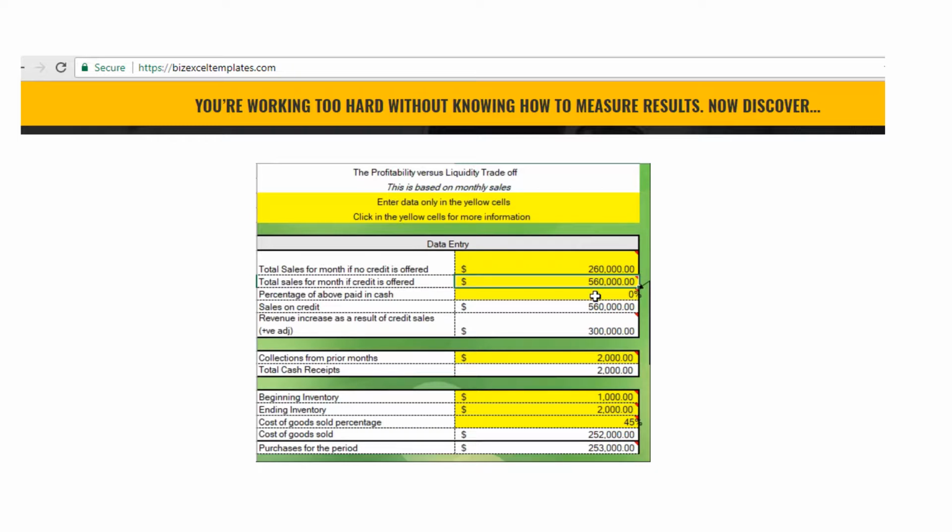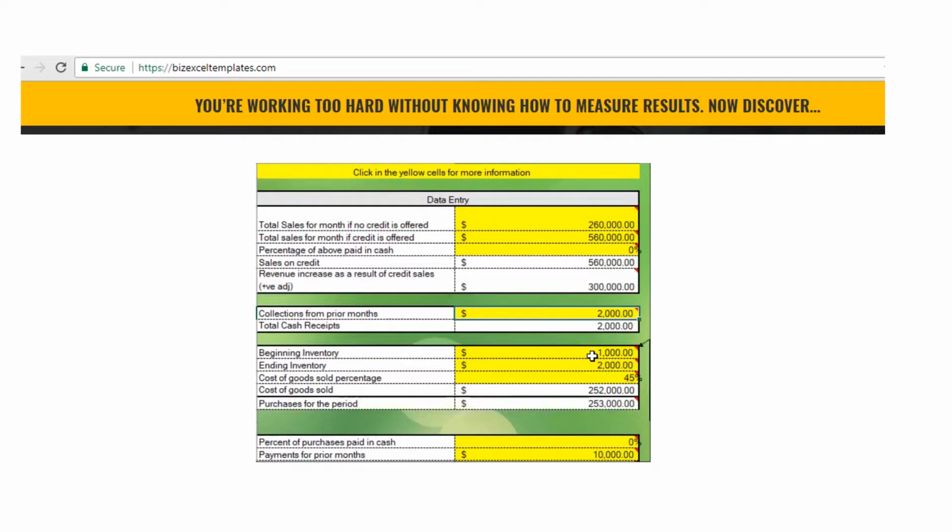And then enter the percentage of the above paid in cash. So if basically you expect no cash payment from this current period sales, you enter 0%. Then obviously, if you have accounts receivable, you'll be collecting from prior months. So enter the estimated amount you expect to collect from prior months. And then enter your beginning inventory, what you had before you enter the current period, what you expect to have at the end of the period, and enter the cost of goods sold percentage.